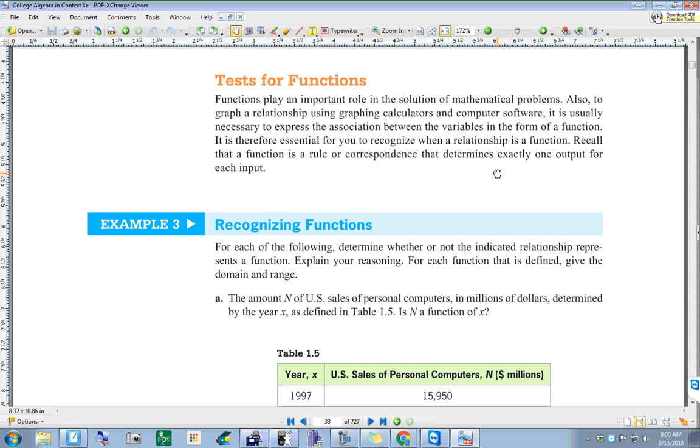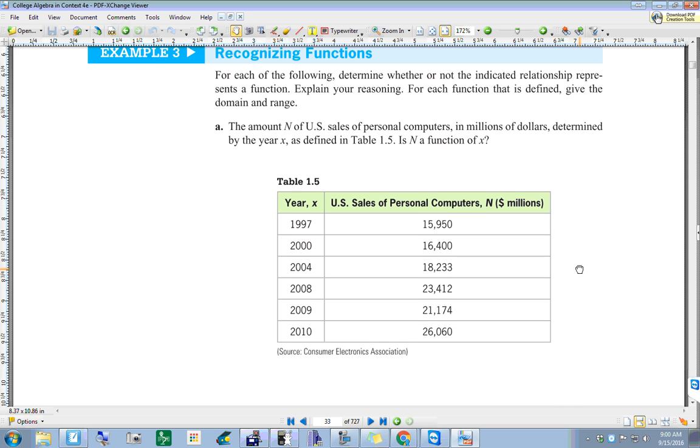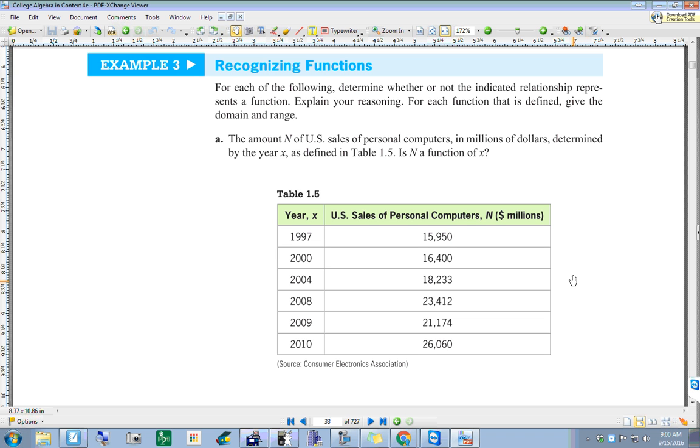Okay? So, is that a function? If I take a look at A here, is that a function? I see your head's nodding either yes or no. Right? So if I ask you how many computers are sold in the year 2000, will the number change? Will it always be 16,400 million, or millions of dollars? Yeah, that's not a problem with that.